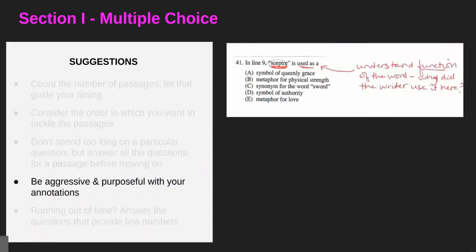Another suggestion. You want to be aggressive and purposeful with your annotations.